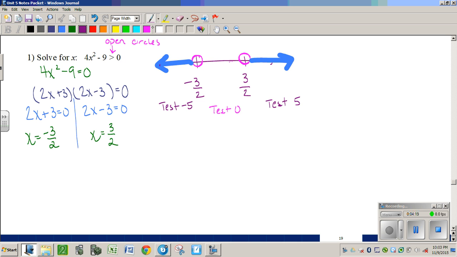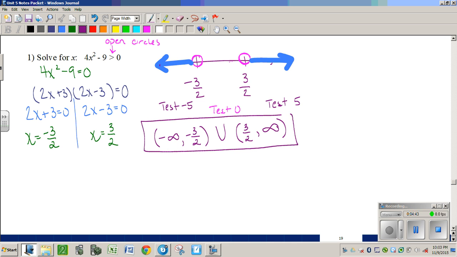Now we're going to write it in interval notation. This interval is coming from negative infinity, and I'm going to stop at negative 3/2. We don't want to include negative 3/2, so that's going to have a parenthesis. We're going to pick up our other interval at positive 3/2 and continue on to infinity. What do I need in between those two? Good, a nice union symbol. So that is our solution: anything less than negative 3/2 or greater than positive 3/2 would be a solution to this inequality.